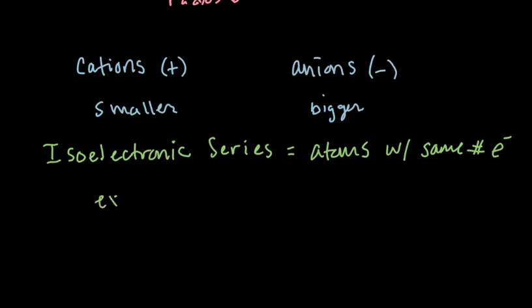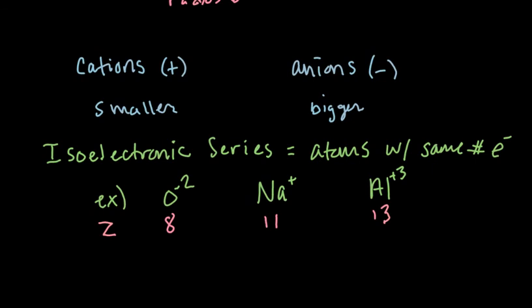So, for an example, if we have an oxygen anion with a -2 charge, we have a sodium cation with a +1 charge, and let's say we have an aluminum cation with a +3 charge. Our value of Z for oxygen, remember, the value of Z is never going to change, even though it's an ion, because the number of protons never changes. So, oxygen is always going to have 8 protons, sodium will have 11, and aluminum will have 13.